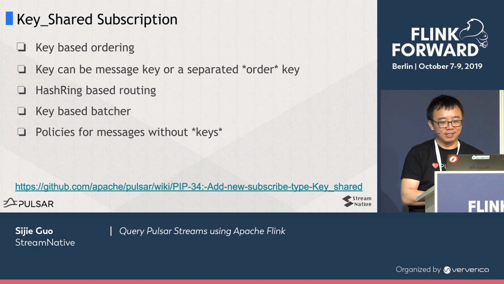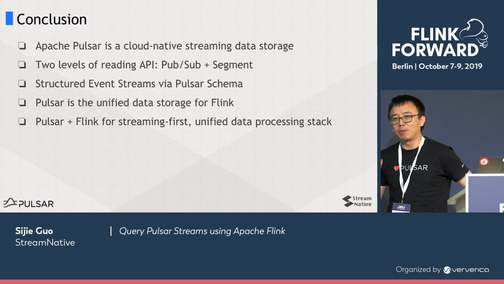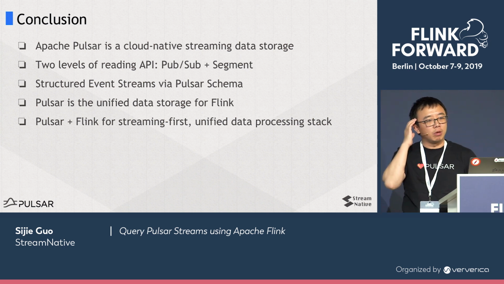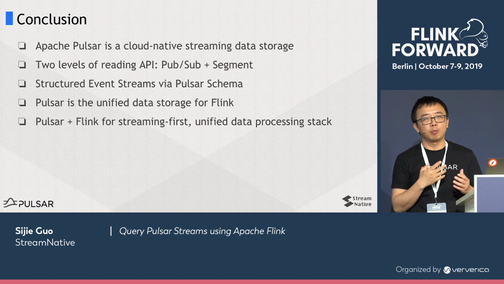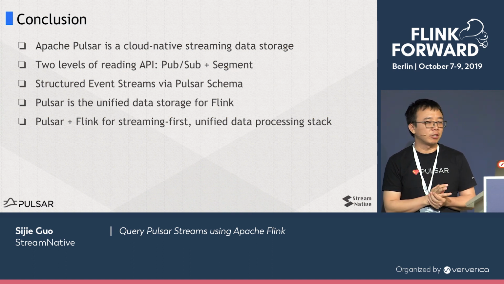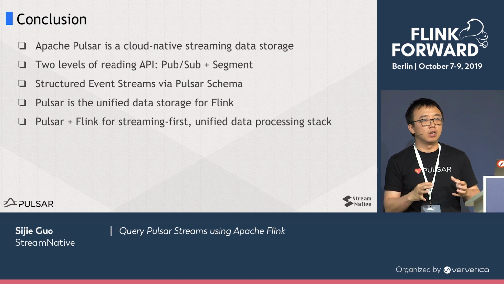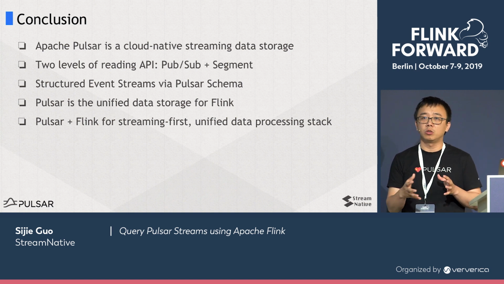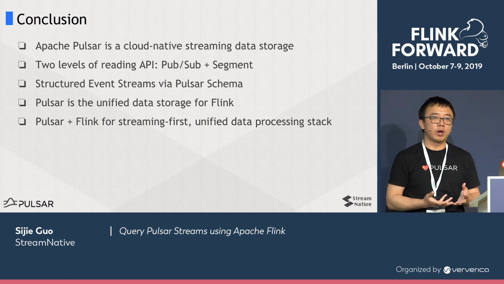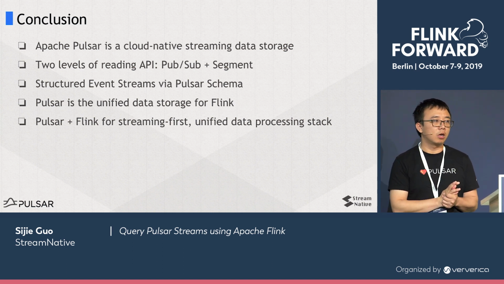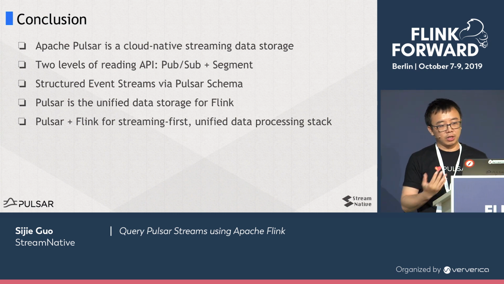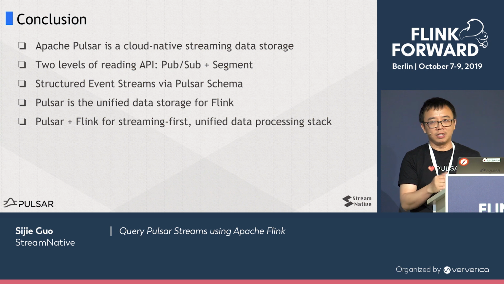I'll probably just skip this. To conclude my talk: Pulsar is a cloud-native streaming data storage, and it provides two APIs for accessing data, a pub/sub API in a streaming way and a segment API in a more batch-oriented way. By leveraging the schema information stored in Pulsar, you can convert Pulsar streams into structured event streams. Then you can integrate with the Flink type system to query and process data more easily. We hope that Pulsar can become the unified data storage for Flink, and together we can build a great unified data processing stack.